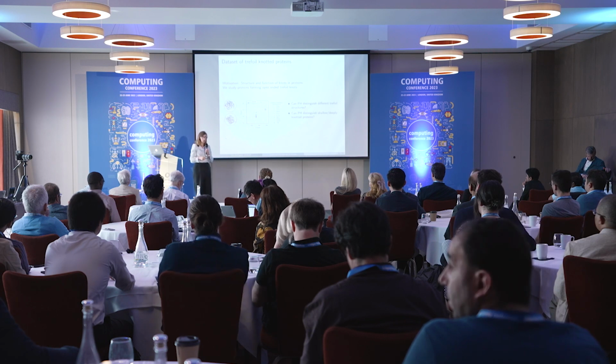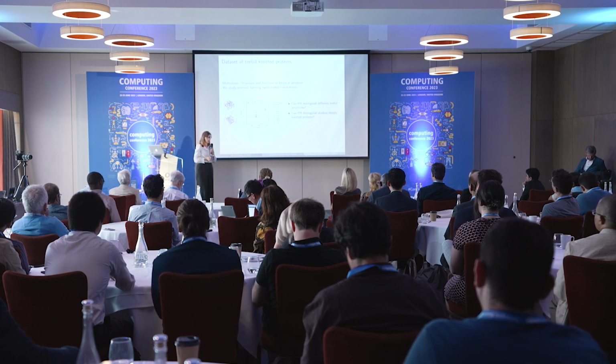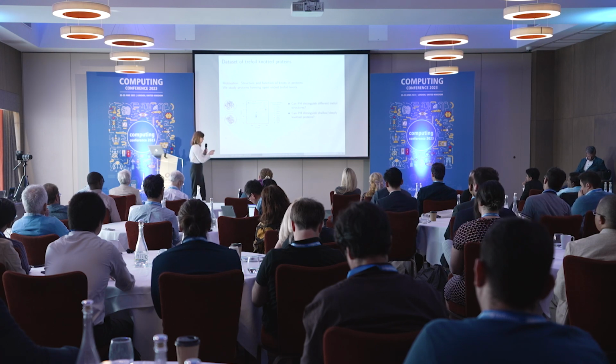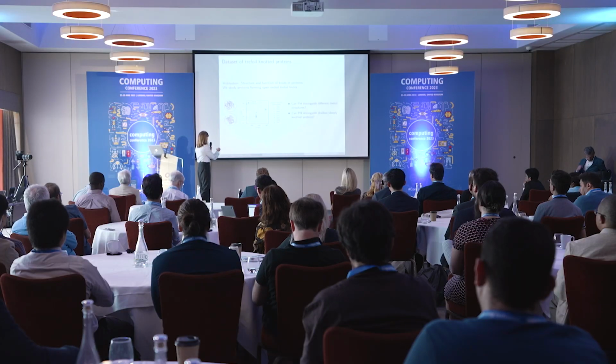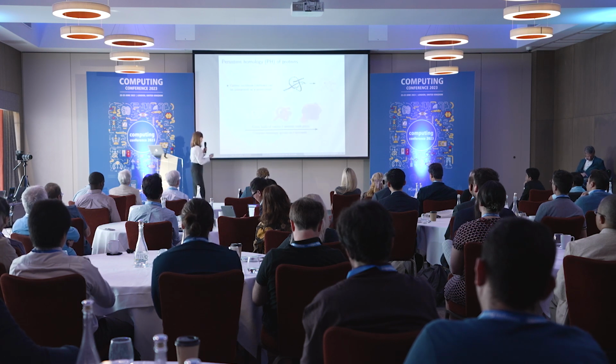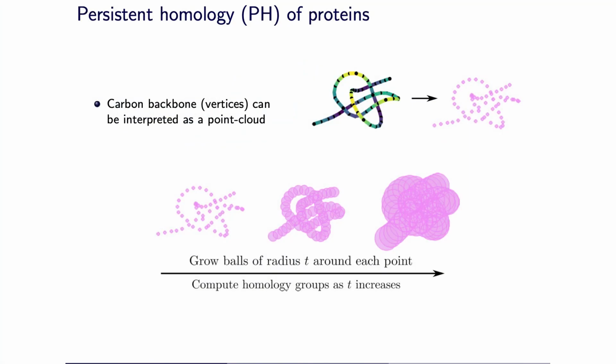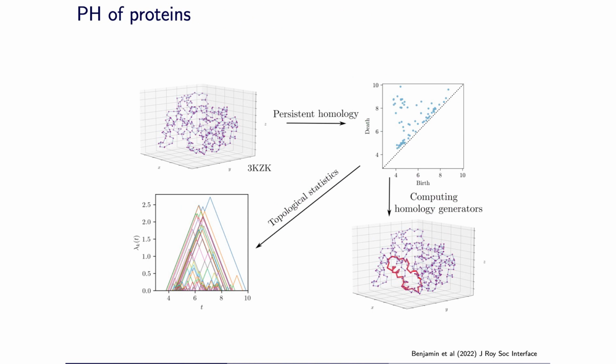And we looked at knotted proteins. There's a small class of knotted proteins, and there are some standard ways that people look at this, which is called sequence homology representative. There's also whether, for these knotted proteins, it has a deep or a shallow knot. And we wanted to ask, can persistent homology help us here? So again, we're using the same framework as before. We take the points, the backbone of these carbon atoms in the protein, and we grow balls of some epsilon around each point. Then we compute the topological invariants, and we can get a barcode, or the x, y can be plotted as the birth on the x, and the y is the death.